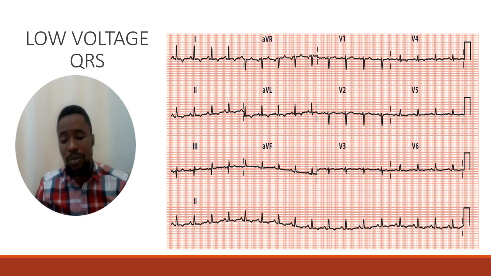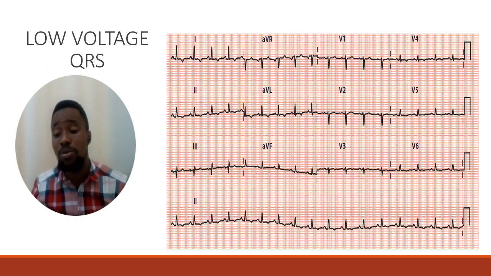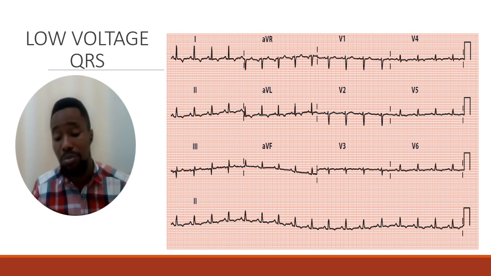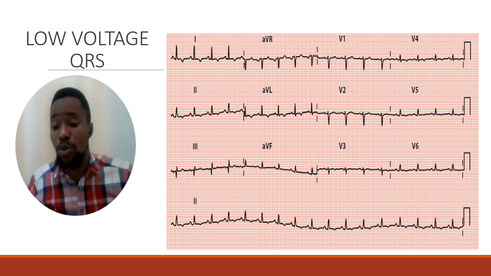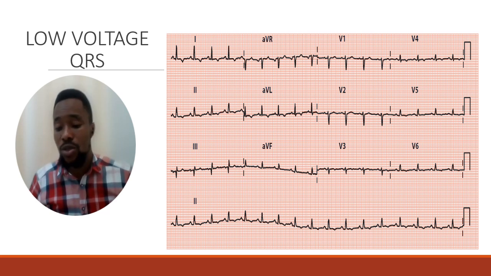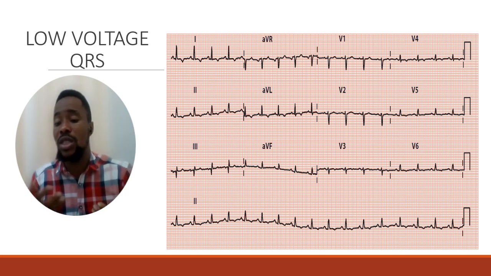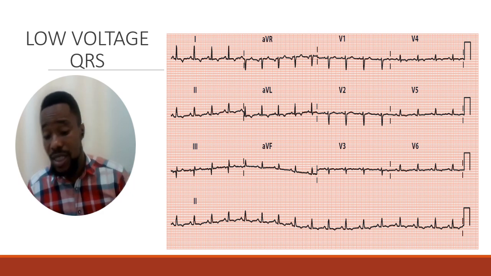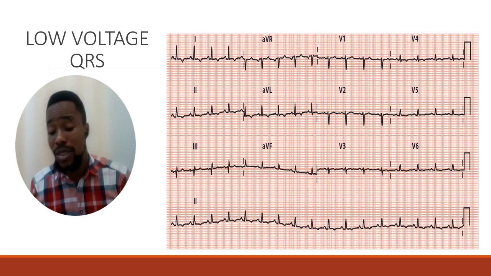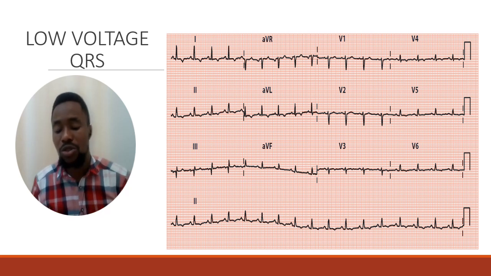What are the conditions whereby you can have a low voltage QRS complex? The first one is obesity. When a patient is obese, big, so anything that can impede conduction of impulse, because ECG picks up conduction, electrical activities of the heart. So anything that impedes that towards the body surface, because you have to place those electrodes on the body surface. So things like obesity, things like emphysema, air trapped in the lung. Another thing is pericardial effusion, pleural effusion, and so many other things.